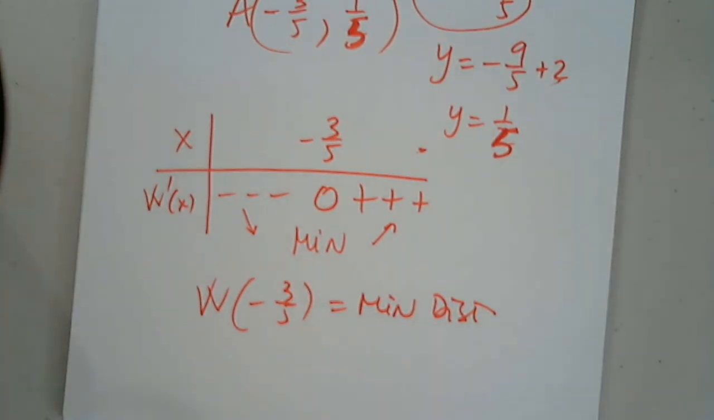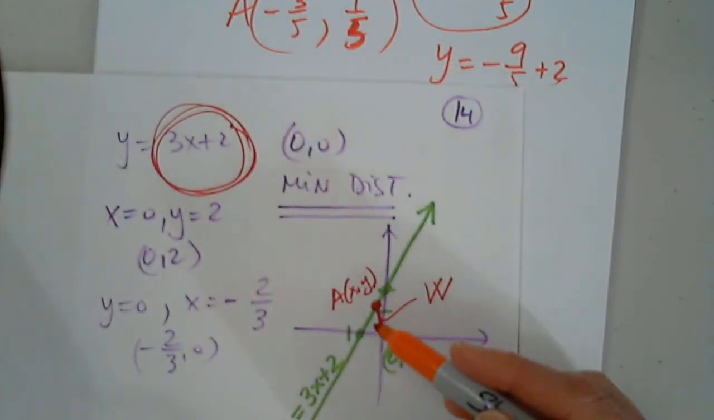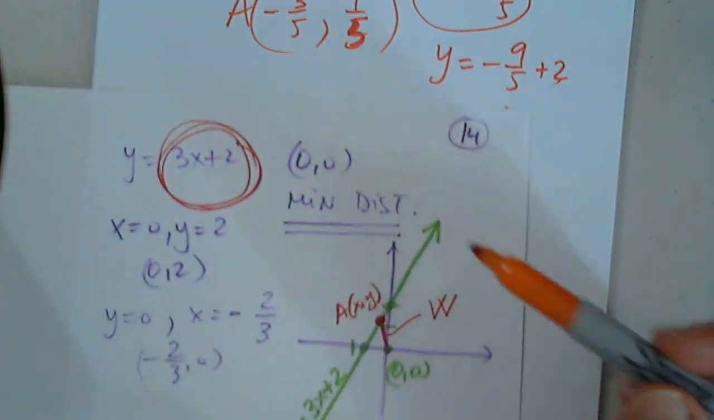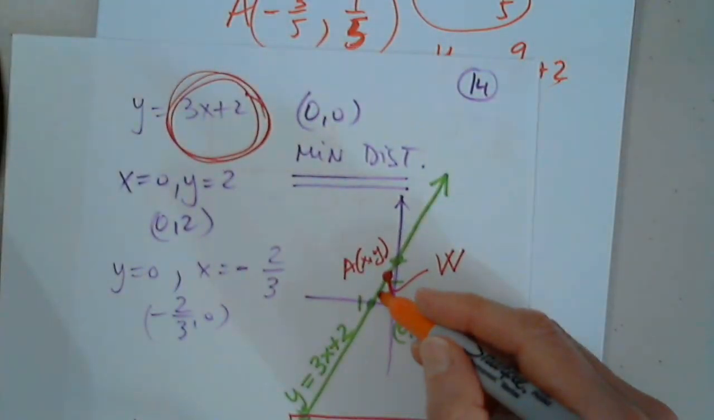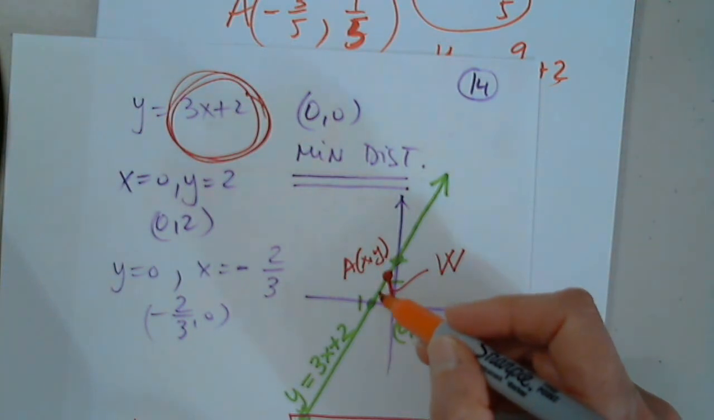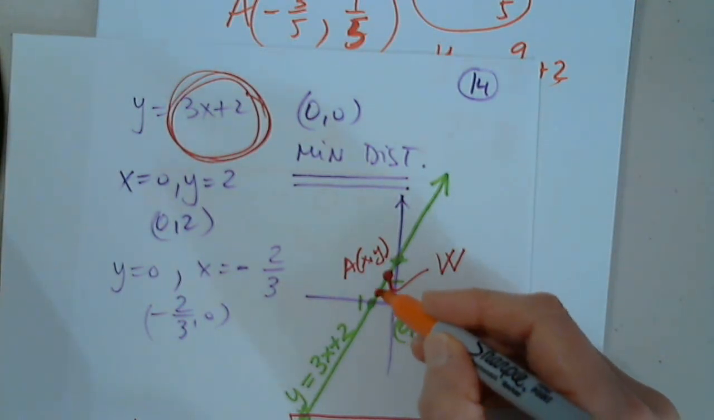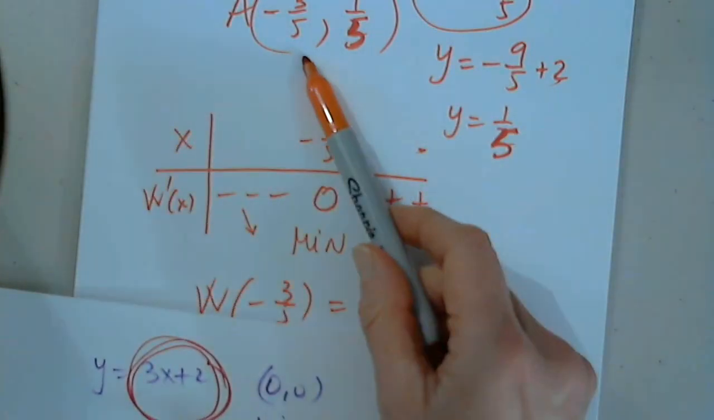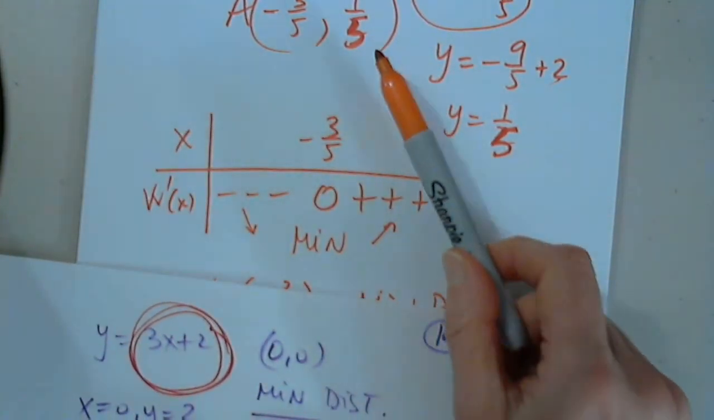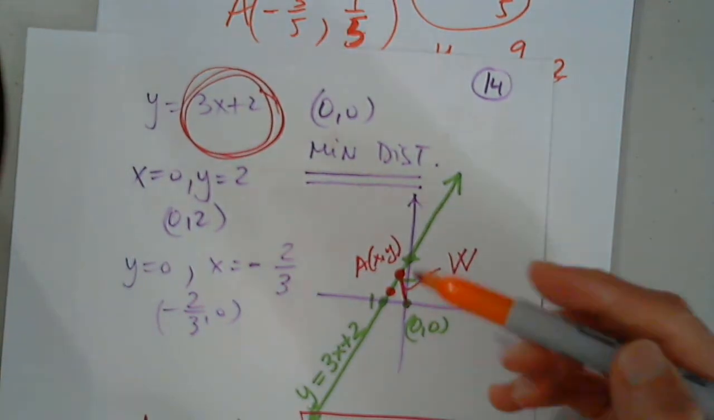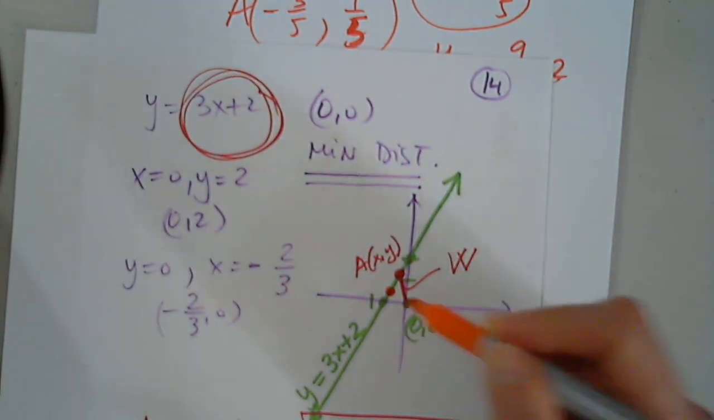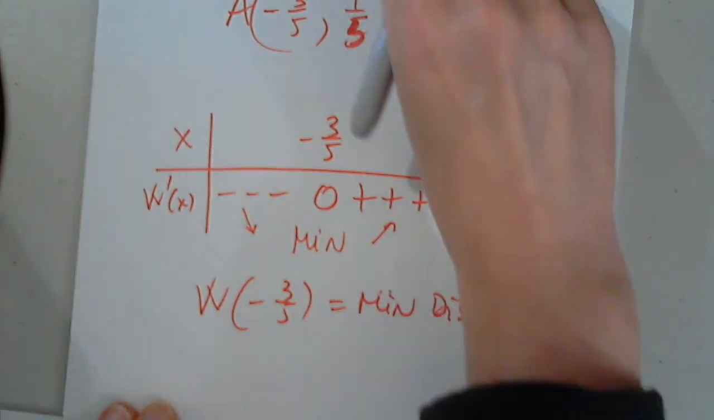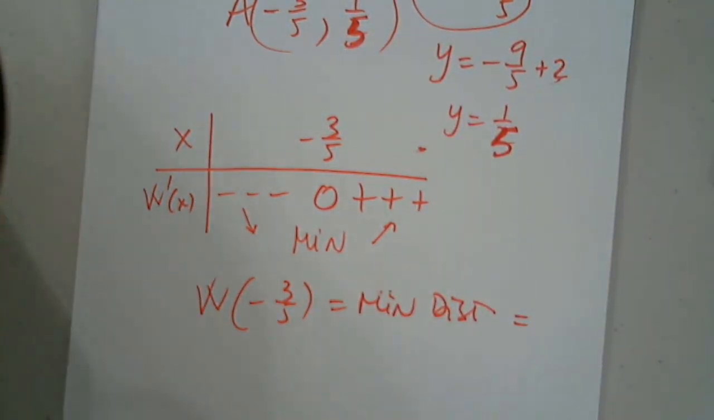So now I have to picture the point. Of course it's not here, it has to be a little bit lower. It's at negative 3/5, which is negative 0.6, so somewhere here, and 1/5. So this is where the actual point is. Negative 3/5, and not 1/2, but 1/5. That's right here. And for the minimum distance, I have to plug it in. Where is my distance? Right here.